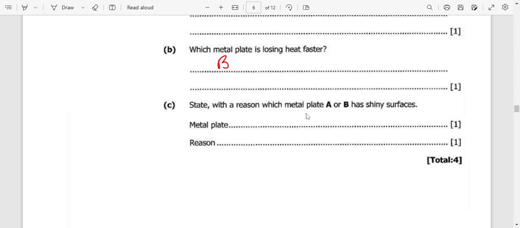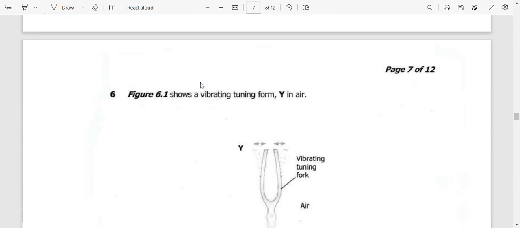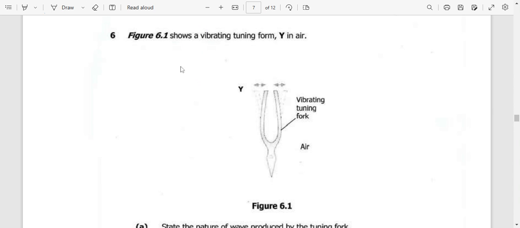State with reason which metal plate, A or B, has a shiny surface. We are going to say A. What's the reason? Because it is a poor emitter. You see that it is emitting heat very slowly. So that is why we will say A is the one with a shiny surface. Okay, so that is it for that question.